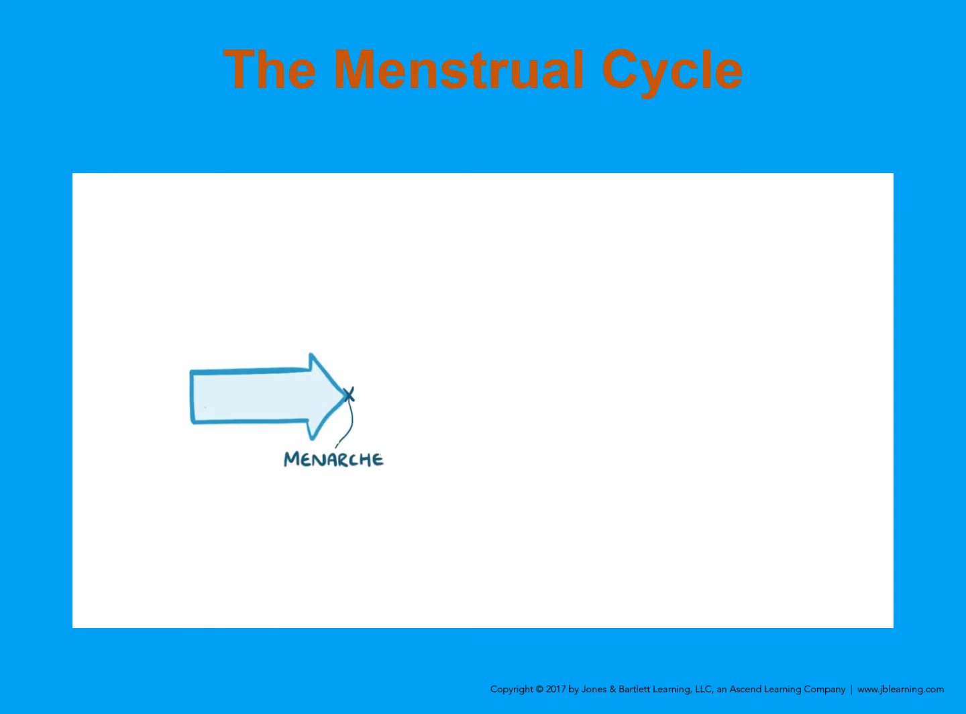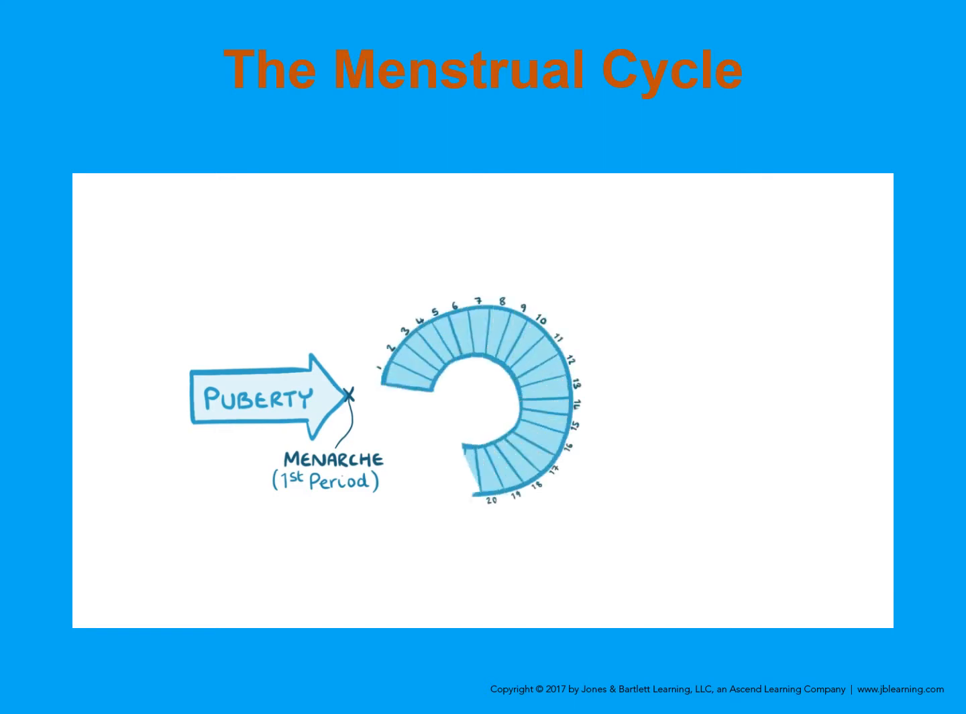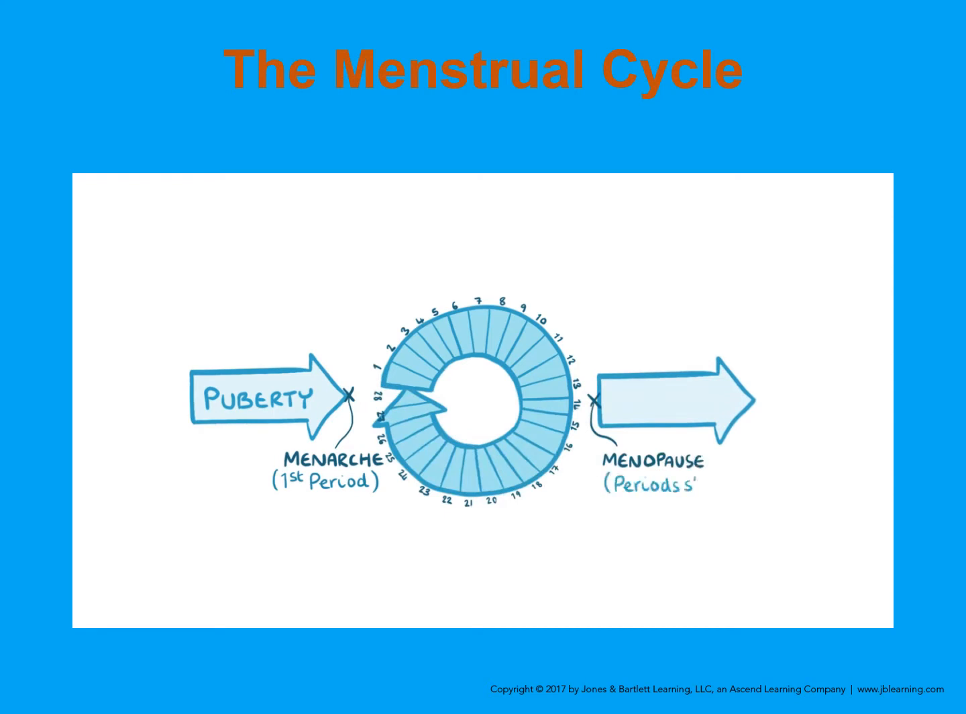Menarche, which refers to the onset of the first menstrual period, usually occurs during early adolescence as part of puberty. Following menarche, the menstrual cycle recurs on a monthly basis, pausing only during pregnancy until a person reaches menopause, when her ovarian function declines and she stops having menstrual periods. The monthly menstrual cycle can vary in duration from 20 to 35 days, with an average of 28 days.